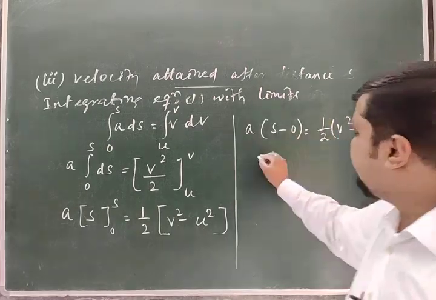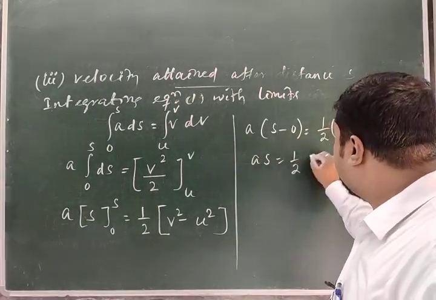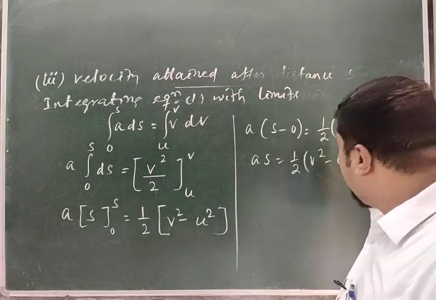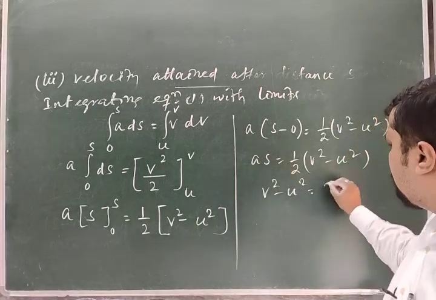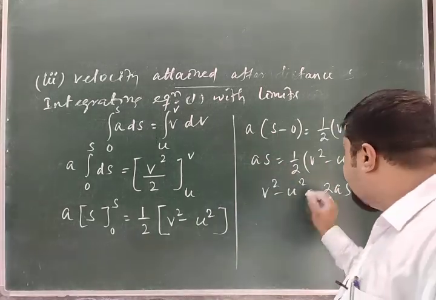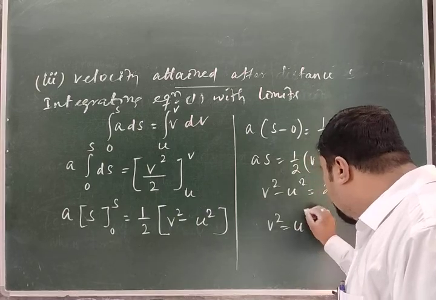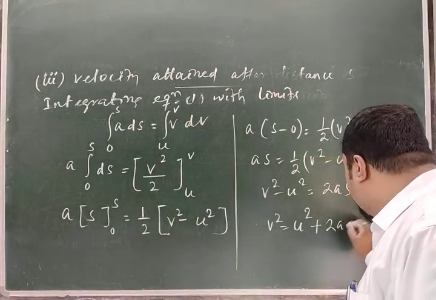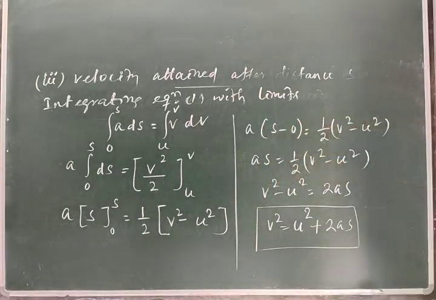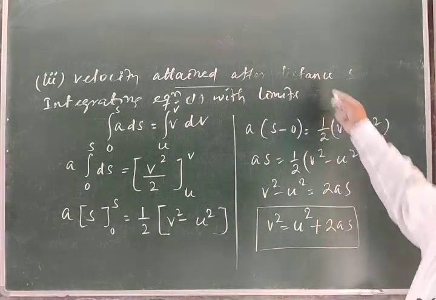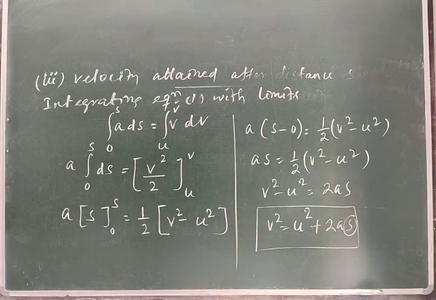Let me write this in a simple way. As is equal to half v square minus u square, or I can write v square minus u square, multiply this by 2as. Or v square is equal to u square plus 2as. So this is the third equation, that is the velocity attained by the body after traveling a distance s. Clear? So this is the third equation of kinematics. Okay. So now come to the fourth equation.